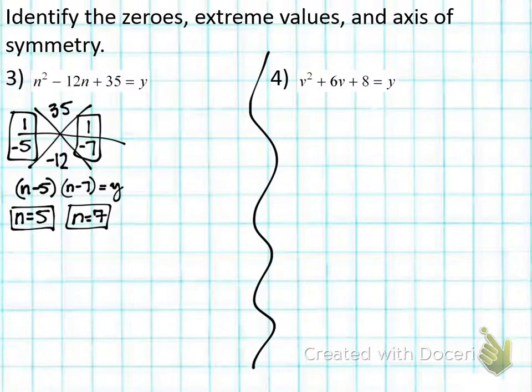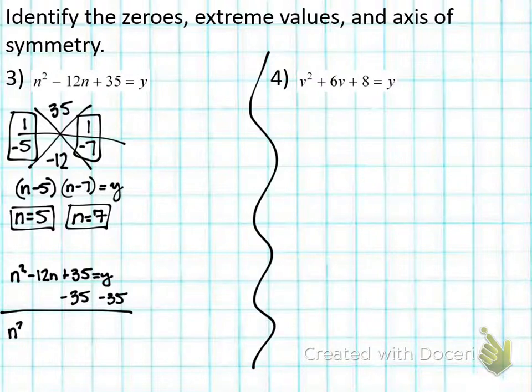Complete the square, that's right. So now let's rewrite the equation. We got n squared minus 12n plus 35 is equal to y. So how do we complete the square? What should I do first? Subtract 35 on both sides. So we got n squared minus 12n is equal to y minus 35.